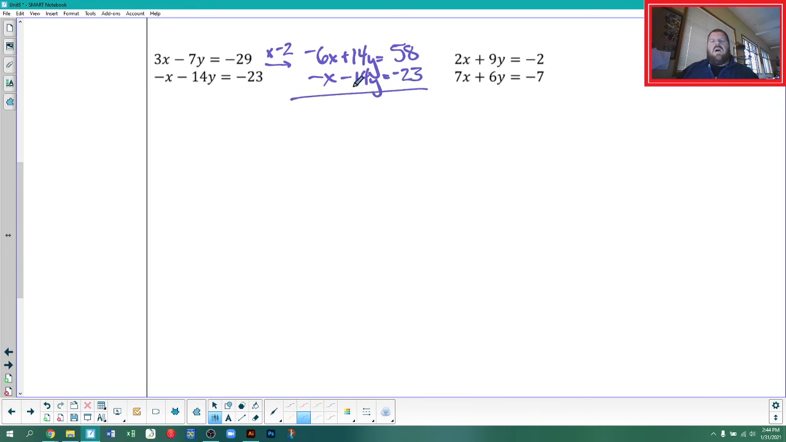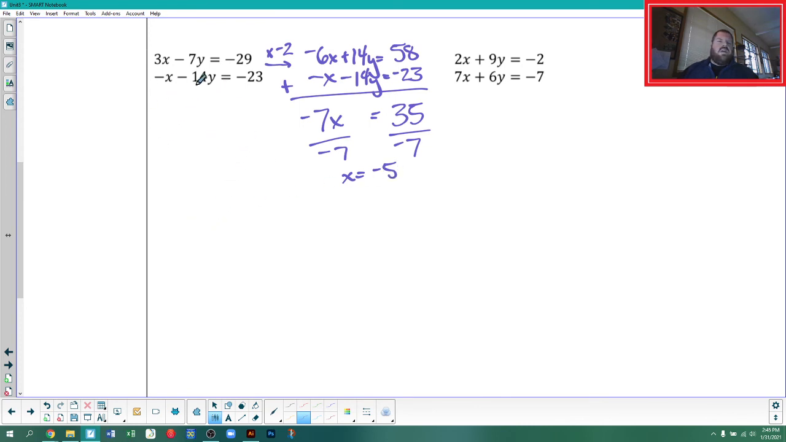Now that I have my y's with opposite coefficients, I can add. -6 plus -1 is -7x. And 58 minus 23, really, 58 plus -23, looks like 35. Divide by -7. We get that x is equal to -5.